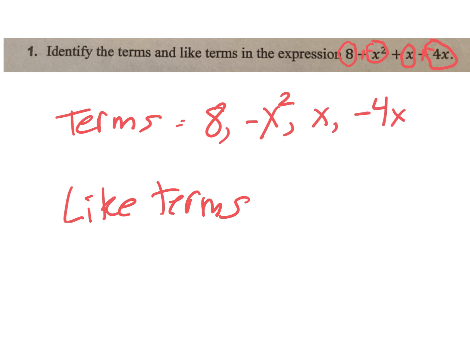Now remember, like terms have to be either constants or they can be variables with the same exponent. So there's a constant, but there's no other constants. Here's negative x squared, but there's no other variable x that is squared. Here's a variable x, and here's another variable x with a coefficient. And because they have the same variable, those are like terms. So my like terms would be x and negative 4x.